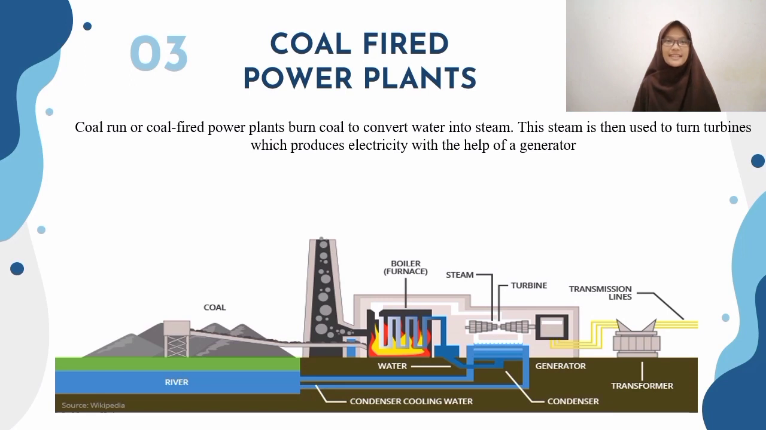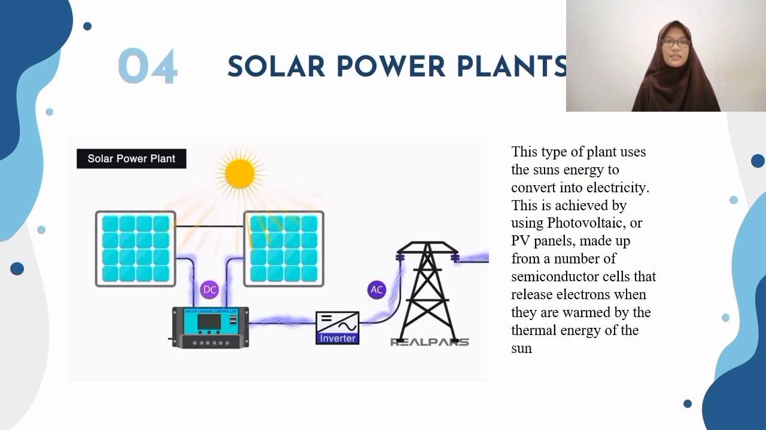And the third is coal-fired power plants. Coal-fired power plants or coal-run power plants burn coal to convert water into steam. This steam is then used to turn turbines which produce electricity with the help of a generator. And the fourth is solar power plants. The next type of power plants we will look at is solar power plants.